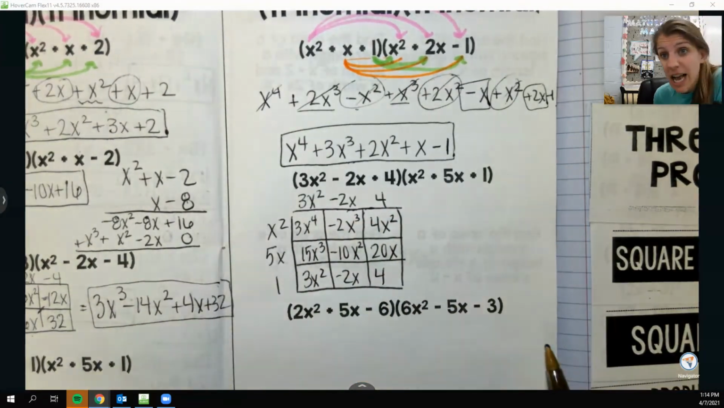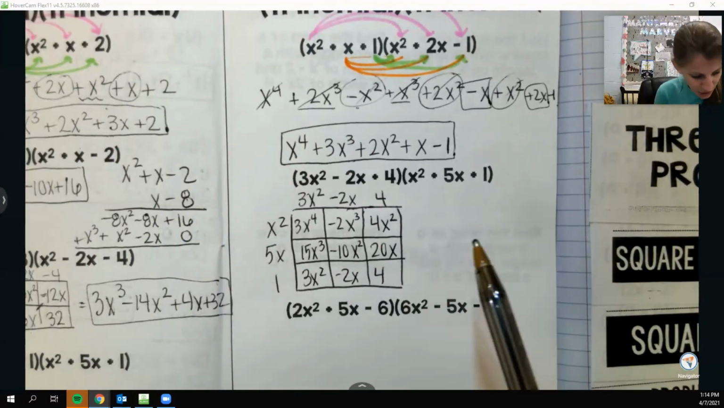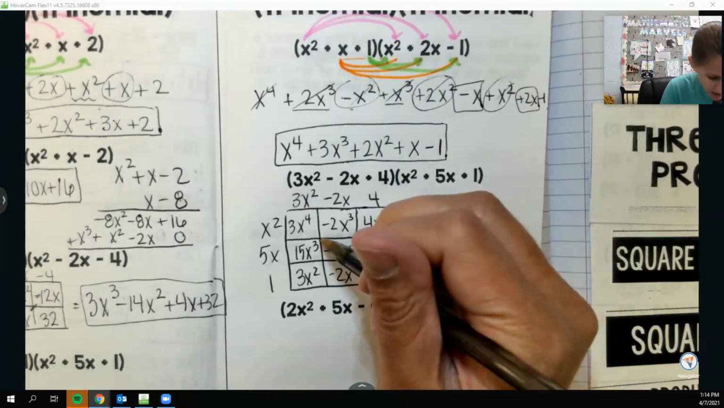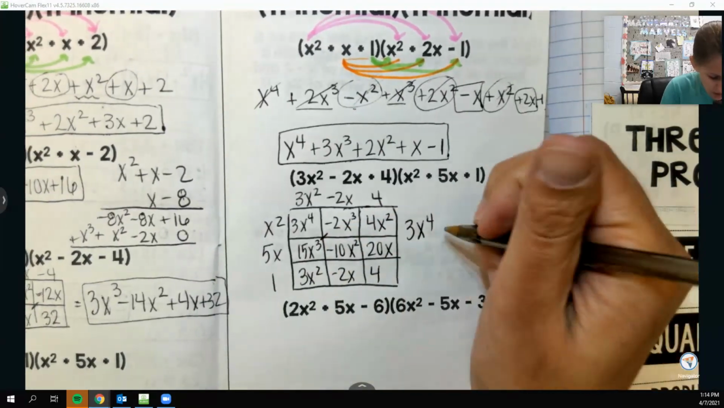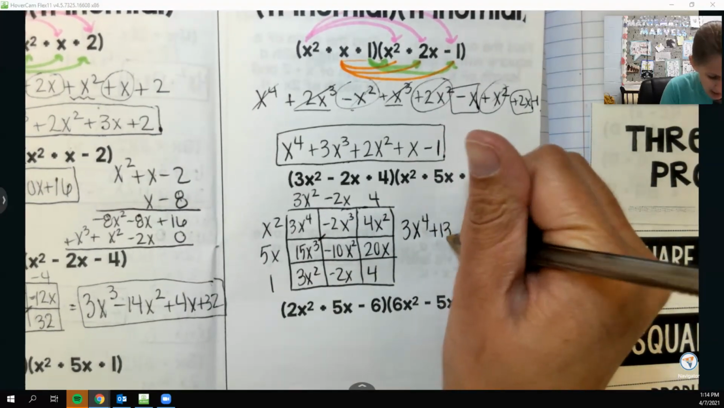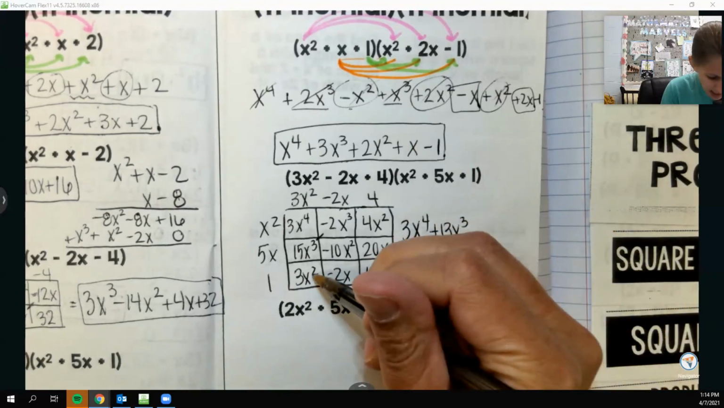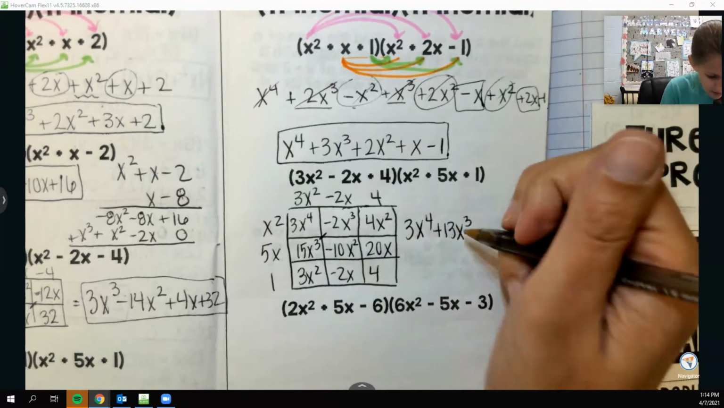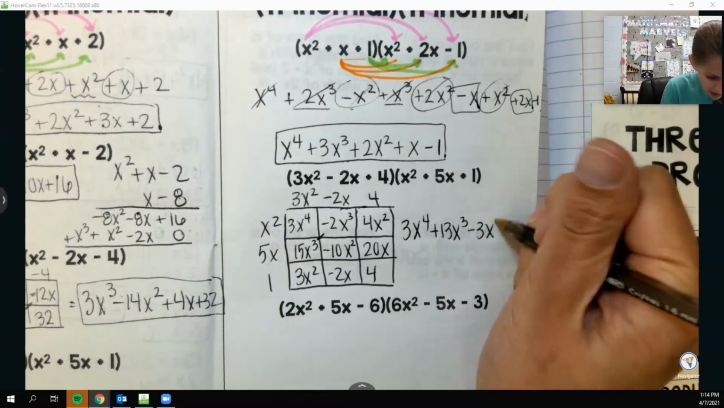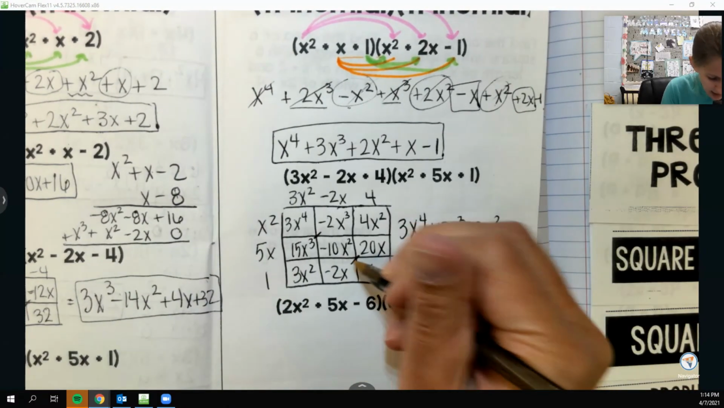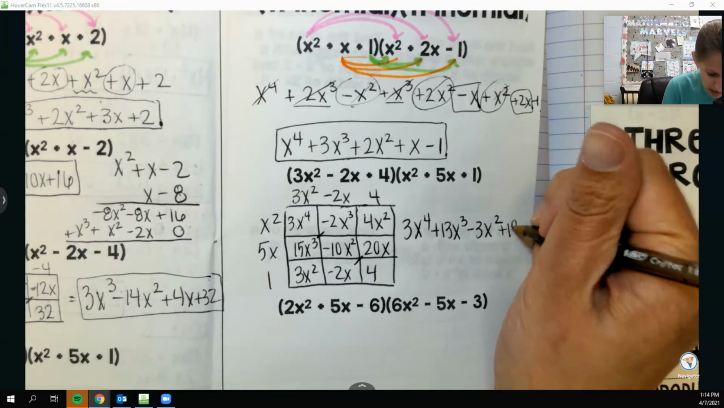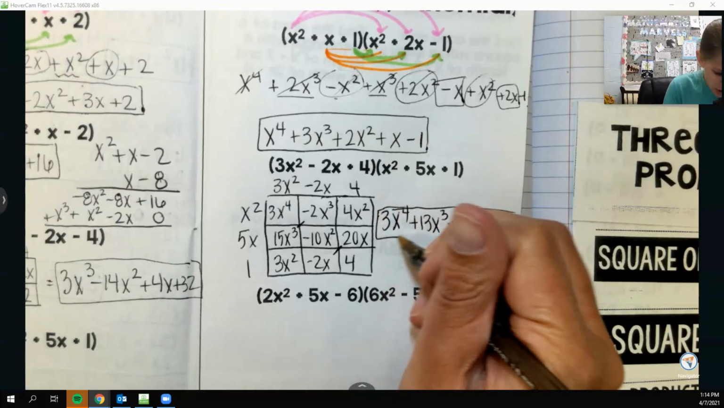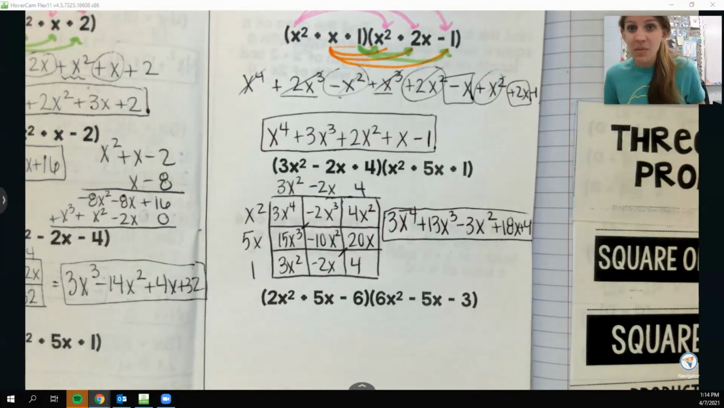Now, if you look along your diagonals, you should have like terms. So that makes it a little bit easier. So 3x to the 4th. And then right here we have like terms. So 13x to the 3rd. And then all of these are like terms. So 7 and negative 10 is negative 3x squared. And then 18x. And then a plus 4. Holy smokes. Oh my gosh. And then I wrote on top of it. I'm going to leave that last one.